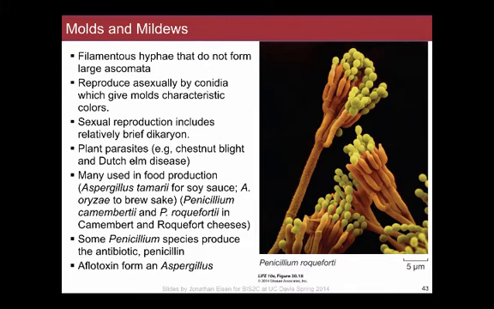But there are lots of parasites in this group, and I'll come back to these when we talk about parasites later. There are also many organisms that we use for food production: Aspergillus for soy sauce, Penicillium species for various cheeses, and that's also where penicillin, the antibiotic, comes from.